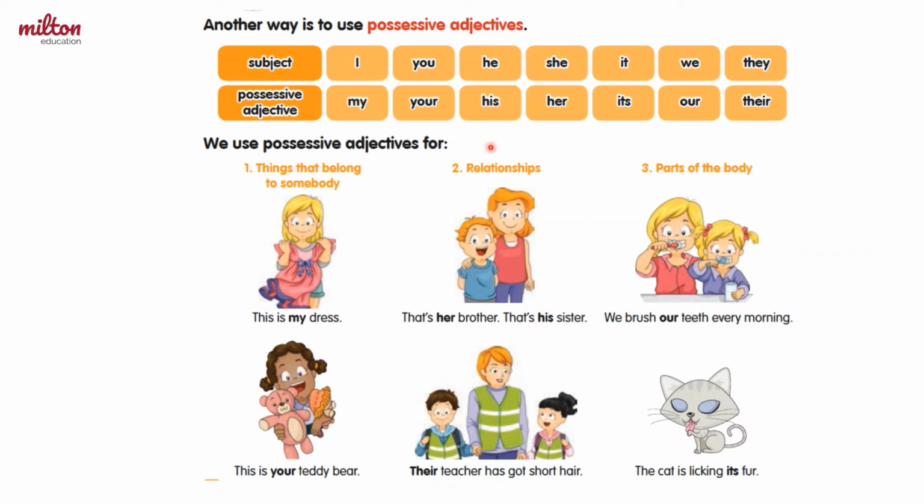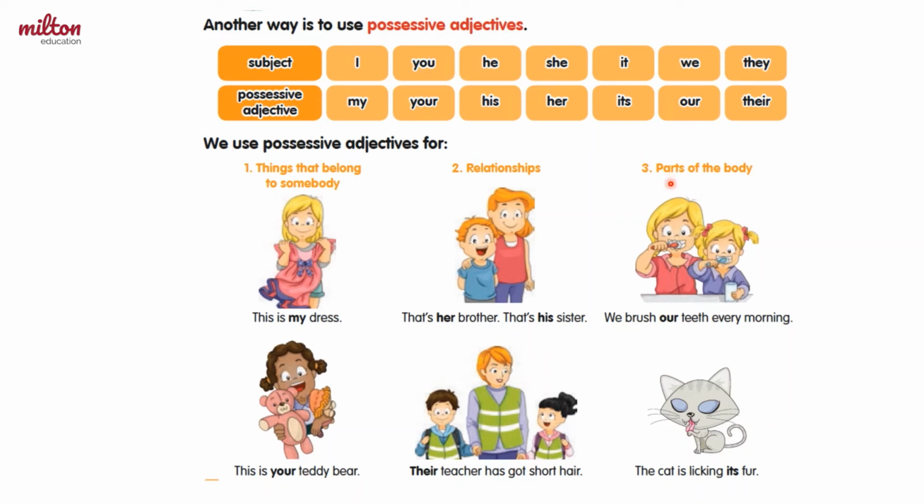Then we have situations where we use them to talk about relationships between people. For example, that's her brother. So she is here, and that's her brother. And he is here. That's his sister. His sister, her brother. Or when we're talking about a group of people, like when we use they, we can use the possessive adjective their. Their teacher has got short hair. You see that? Their teacher here has got short hair.